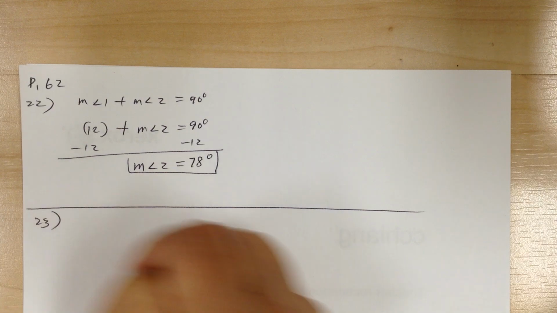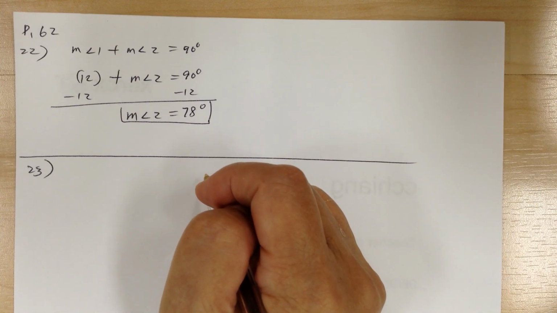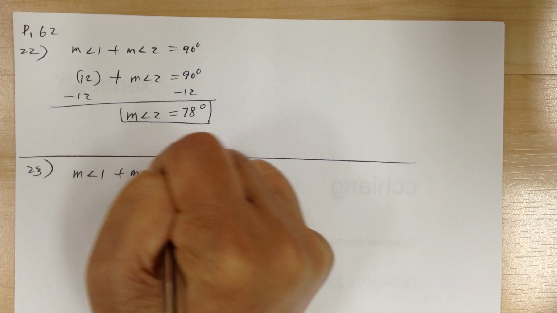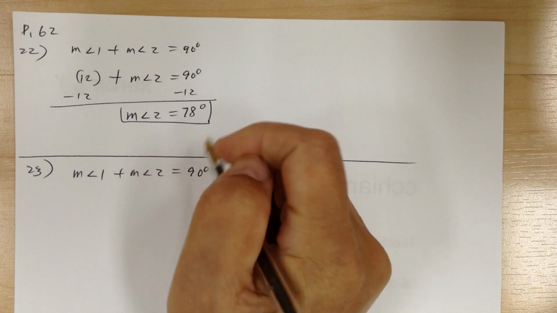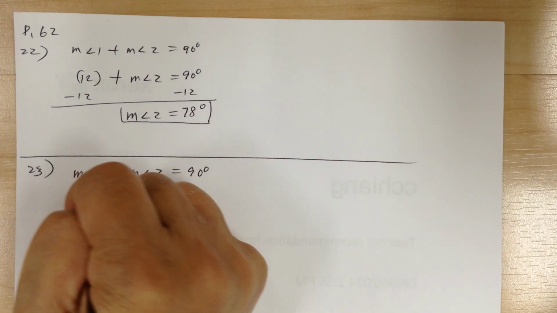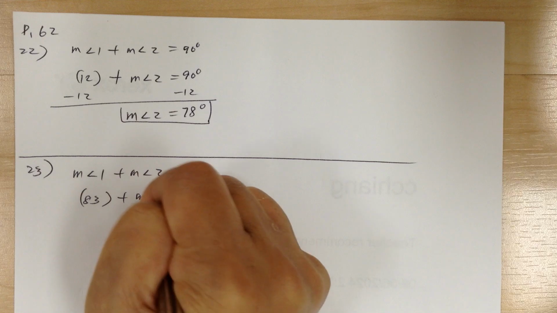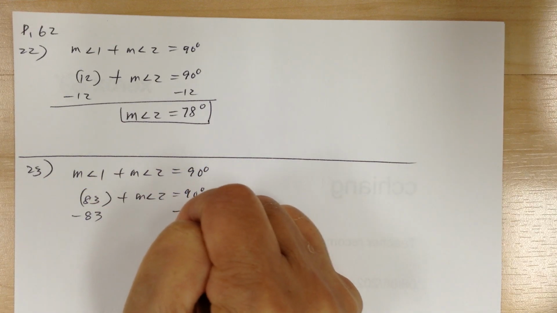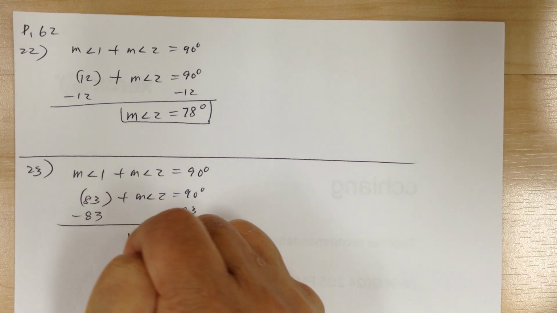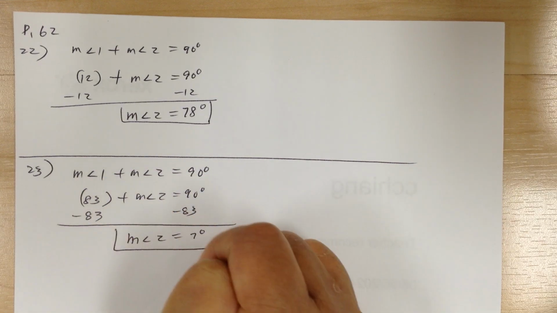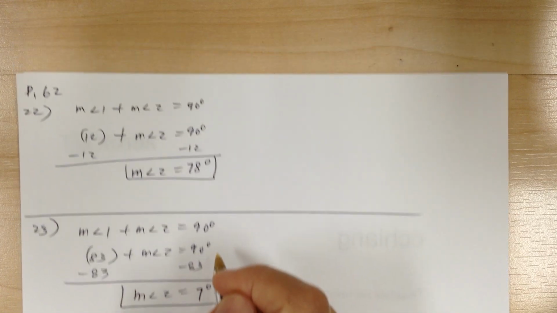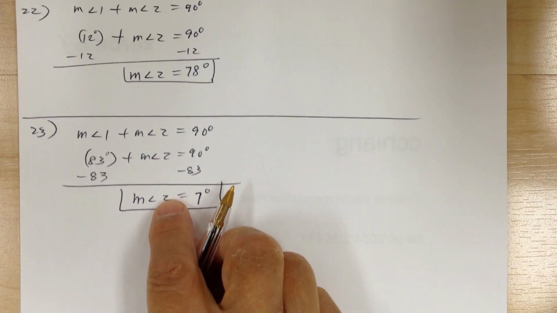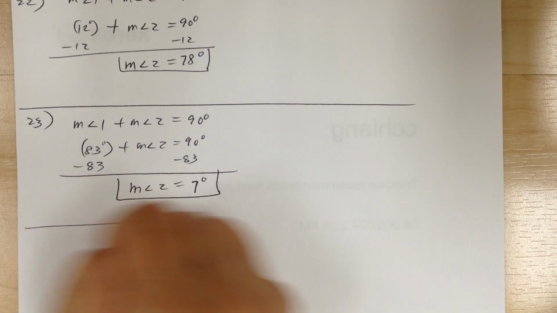Okay, 23, it's the same thing. So you've got the measure of angle 1 plus the measure of angle 2 equals 90 degrees, and angle 1 equals 83 degrees. So substitute. So minus 83, minus 83. So the measure of angle 2 equals 7 degrees. Now if you want to be technically correct, you can just put it a bit simple like that. If you want to be more technical.